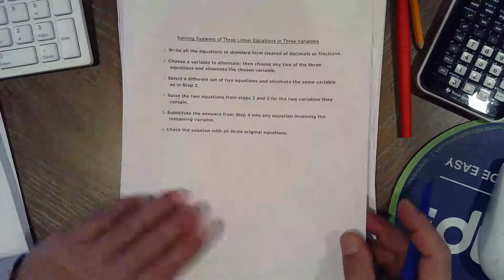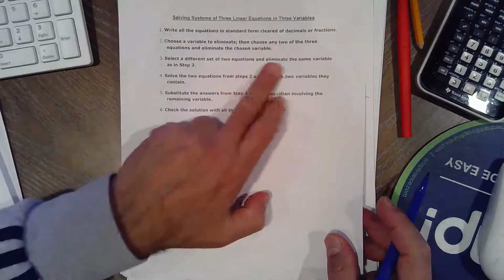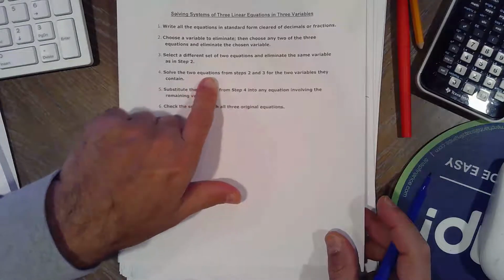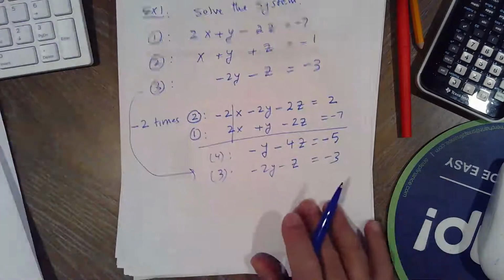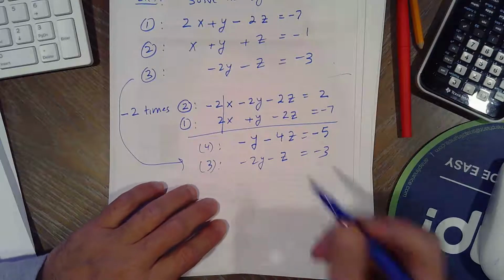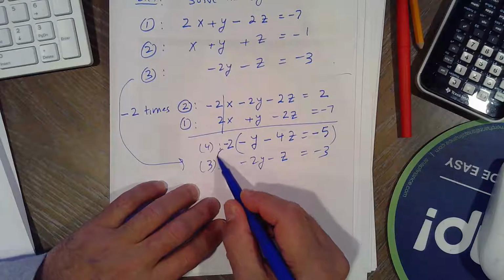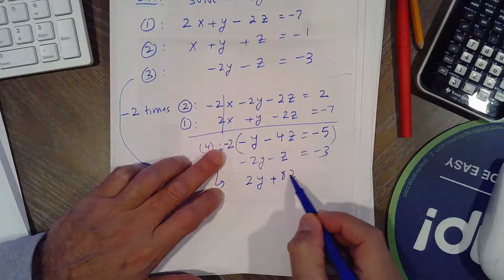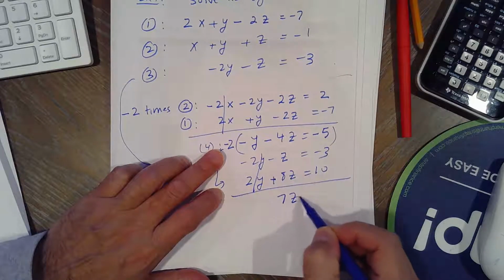After we get that, then select a different set of two equations and eliminate the same variable. This was already done for us. Solve the system of equations from steps 2 and 3 for the two variables. You can use addition or substitution. If I want to use addition, I would have to multiply the top equation by negative 2 to make it 2y. Do the math over here. Negative 2 times negative 4z is 8z. Negative 2 times negative 5 is 10. So we get 7z equals 7.